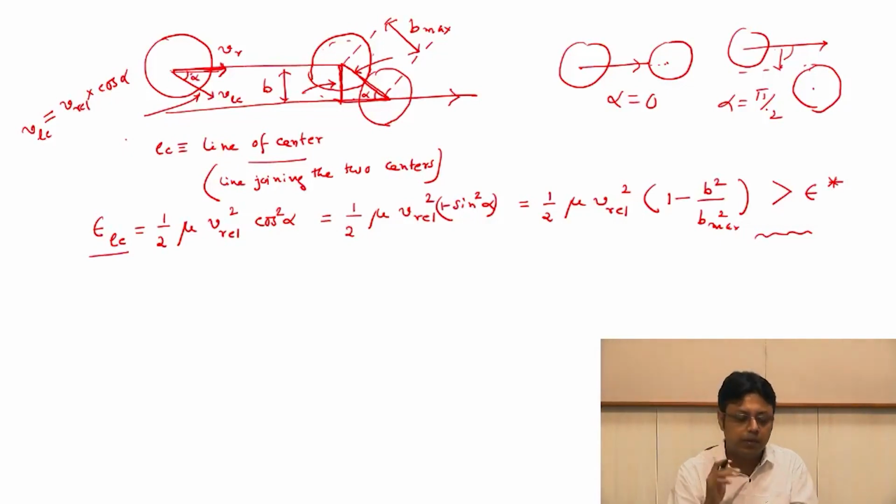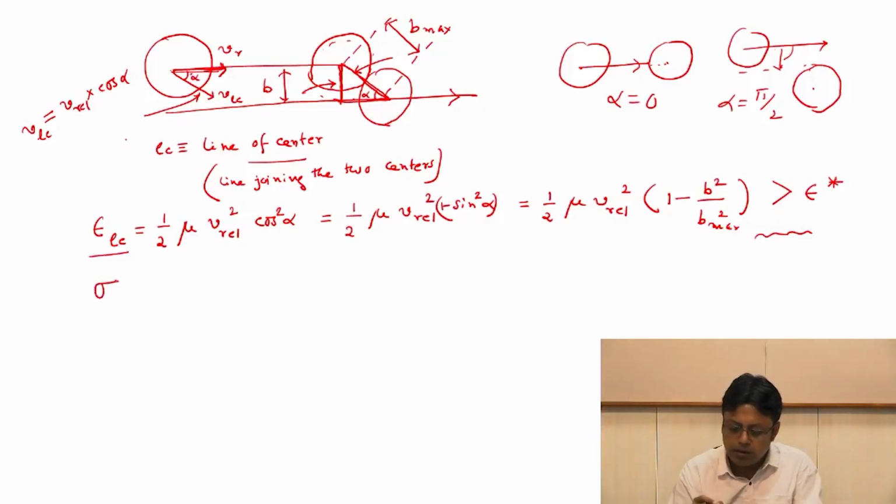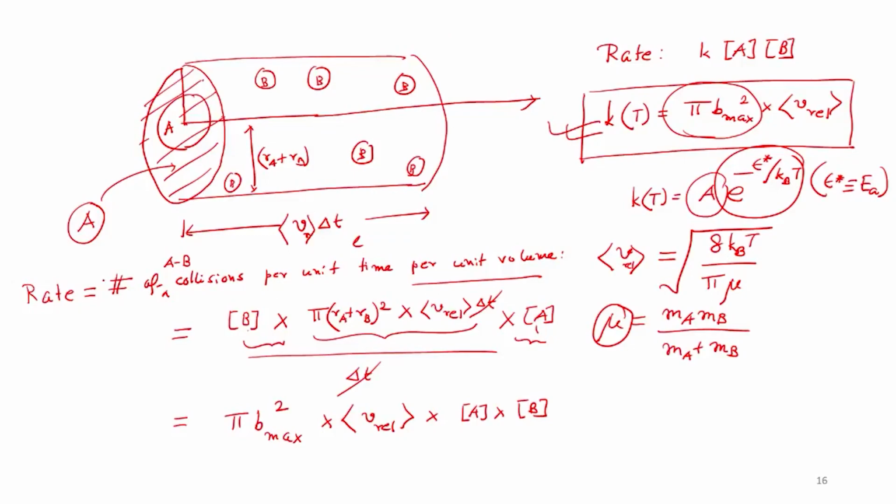They are all connected. Now, earlier we saw that this pi b max square has the dimension of a cross section, because if you think about what b max is, there was one molecule hitting another molecule, which is a bigger or smaller molecule.